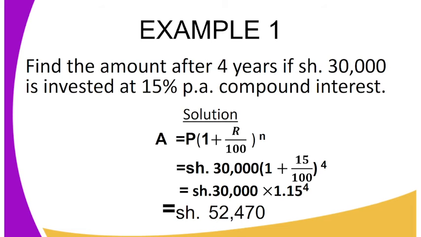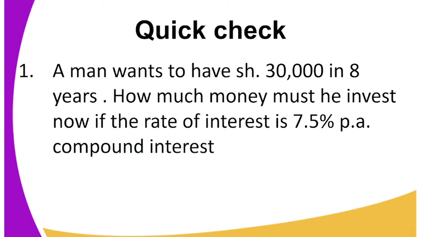I have an assignment for you guys. You have to try this one. A man wants to have 30,000 at the end of 8 years. How much money must he invest? Now, if the rate of interest is 7.5%. So here you can see we are given the amount, and you have been given n, and you have been given R. What are we looking for?